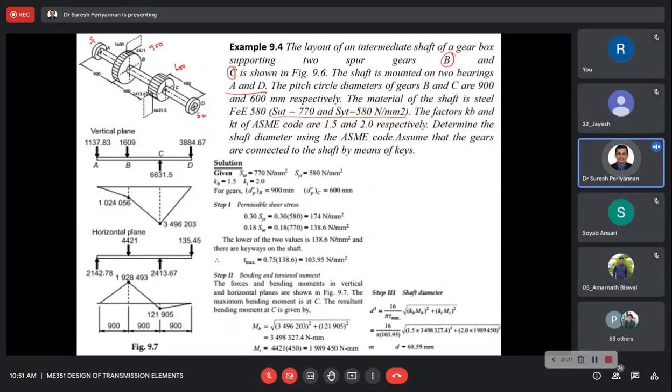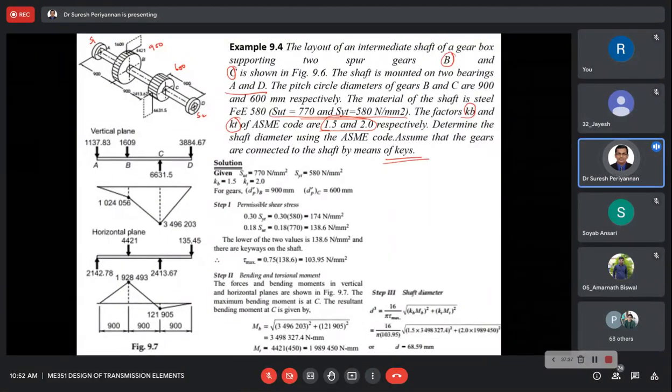Here the factors KB and KT are given. Suppose the factors KB and KT are given but the ASME code is not mentioned; you have to follow the ASME code. Some books don't mention the ASME code, but KT and KB are given. Now determine the shaft diameter as per the ASME code. Assume that the gears are connected to the shaft with the help of keys.